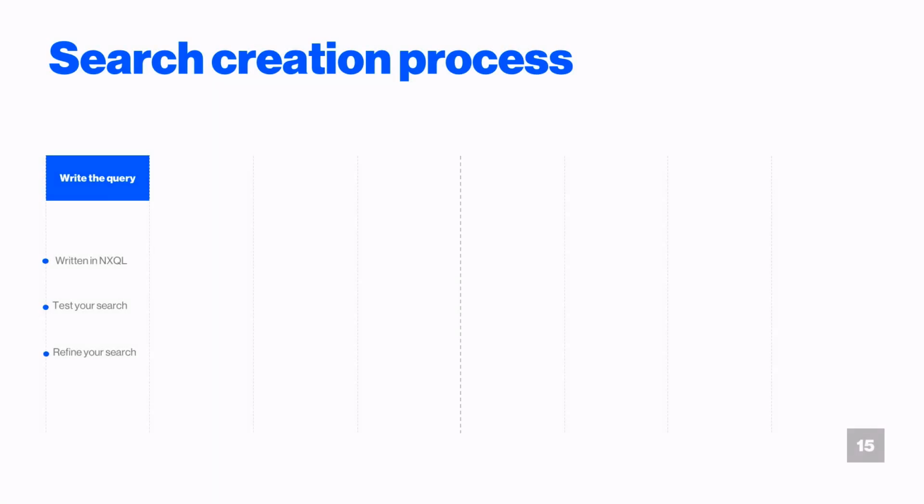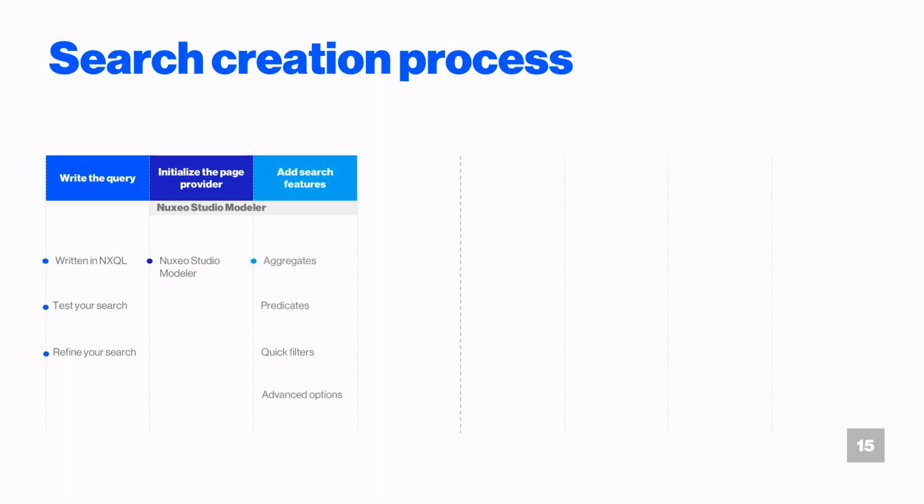To ensure the best performance and relevance, add as many query parameters as needed to exclude, for example, any documents in the trash bin, any version documents, or documents with a particular document type. Once your query is defined, you can create your page providers in Nuxeo Studio's modeler. Then you can tune it with predicates, aggregates, and other advanced options. Your page provider is now defined and can be reused in any context.